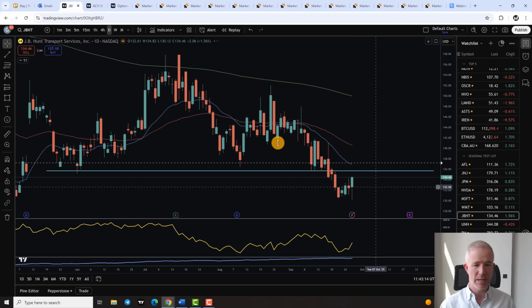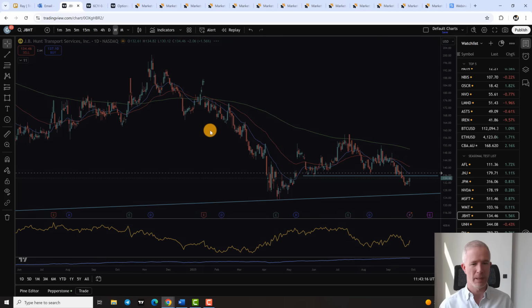JB Hunt Transport was the one I talked about in terms of underperforming, but it has come into a really nice level. You can see the long-term trend line in through here. The weekly chart is not looking great on the volume front. Daily is a bit better. You can see price action has clearly pushed to a new low, but volume actually hasn't matched that.